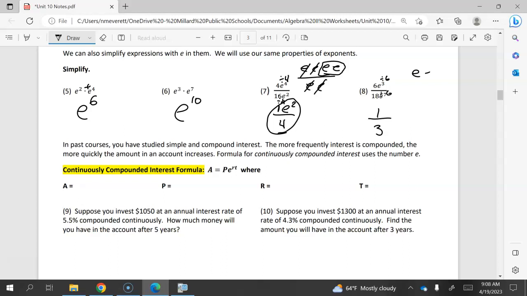And then e to the 3 is 3 e's on top, 7 e's on bottom. Cross 3 off, 5, 6, 7. Cross 3 off on the bottom. I still have 4 e's. This e's not attached. I crossed more than I should have. I have 4 e's on the bottom, so that's 1 over e to the fourth. Okay? So that's simplifying some expressions with e.